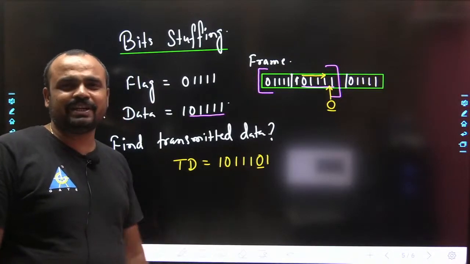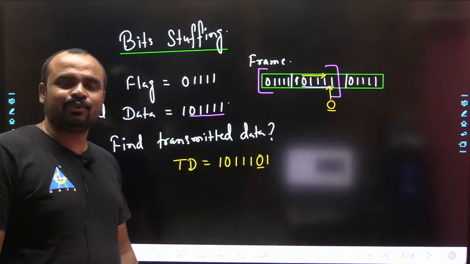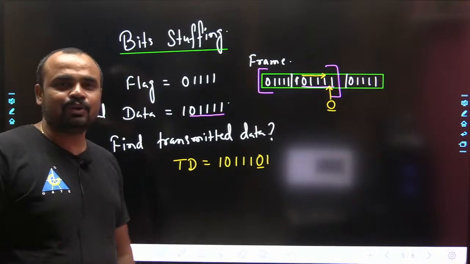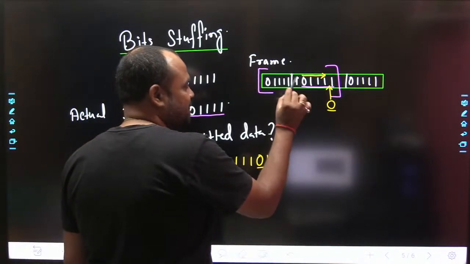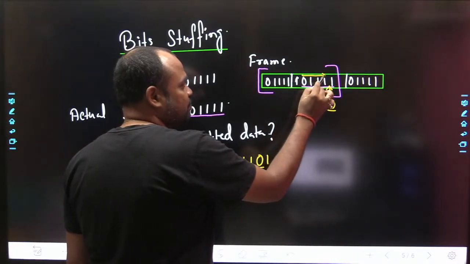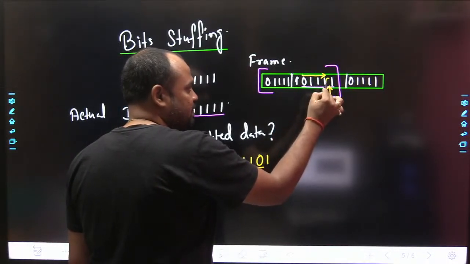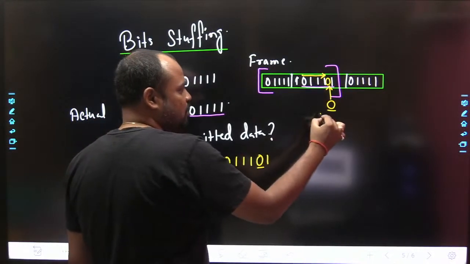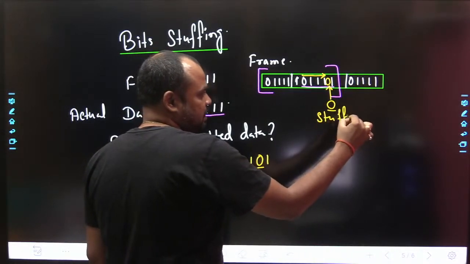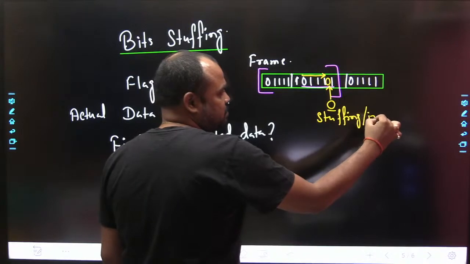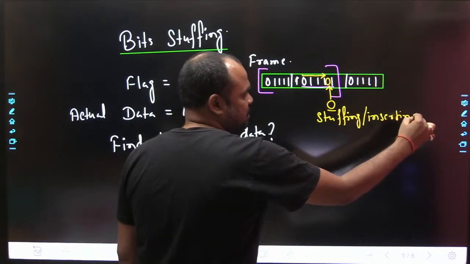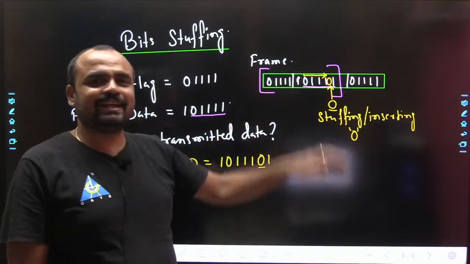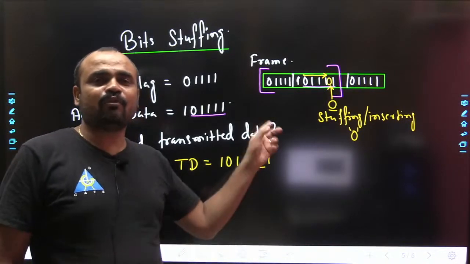In the transmitted data we are going to have this. Now look at this transmitted data. Is there any flag pattern? No. Is there any flag pattern appearing inside the transmitted data? No. So definitely, whenever we fetch 0 followed by 3 ones, we stuff 0 over here. So inserting 0, or stuffing 0, or in other terms inserting 0 inside the data. Why? To avoid the flag pattern.